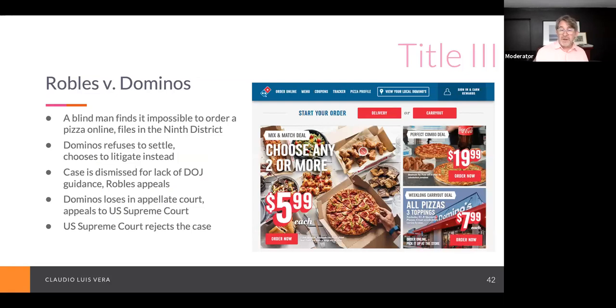Domino's is an incredibly important case because the way it played itself out is that a blind man found it impossible to order a pizza online. He happened to be in California, so he filed in the 9th District. Domino's, instead of settling this or trying to accommodate him in any way, chose to take this to trial. They felt very strongly that Title III did not apply to them because they're a digital business. The case got dismissed because the judge in the federal court said, well, I don't have DOJ guidance. I don't really want to hear this case.